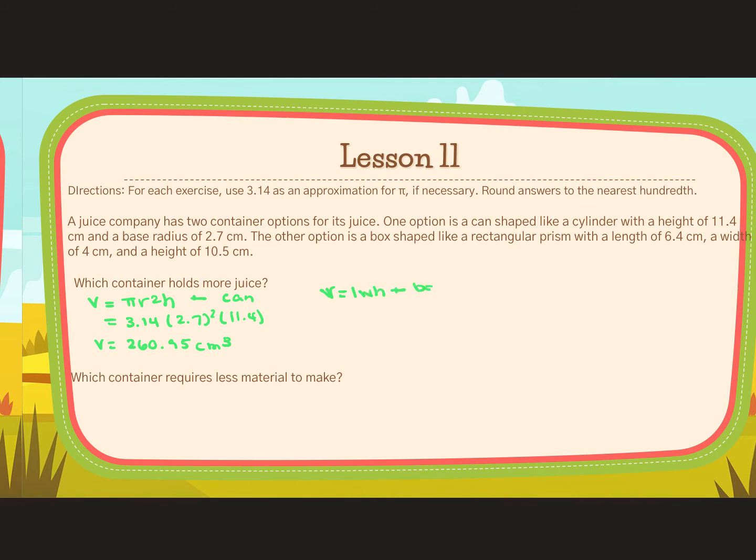So this is going to be for the box. It says it has a length of 6.4, a width of 4, and a height of 10.5. All right, so again, we're just going to multiply those together, so make sure you're looking at which formula you are working with. So here we're working with the formula for the volume of a rectangular prism, and we get that V is equal to 268.8.